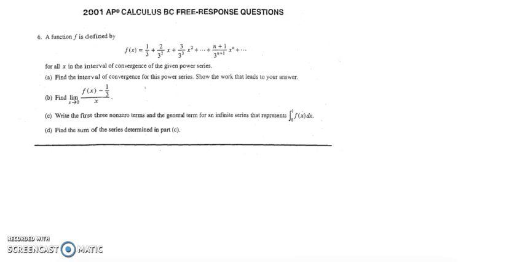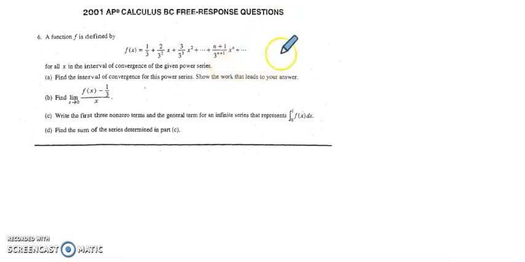All right, here we have this series problem from the 2001 AP exam. And they give us a series. It's an infinite series. We know that because of the ellipsis at the end. And they gave us the first three terms plus the general term. And the first question is, what is the interval of convergence? And we need to show the work that leads to our answer.